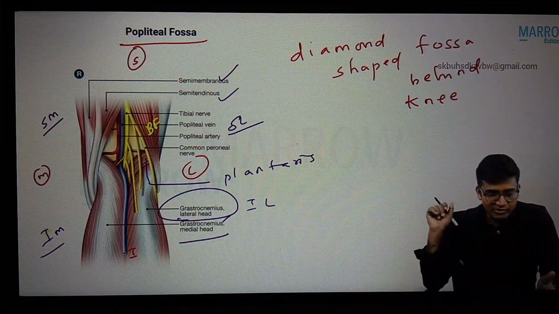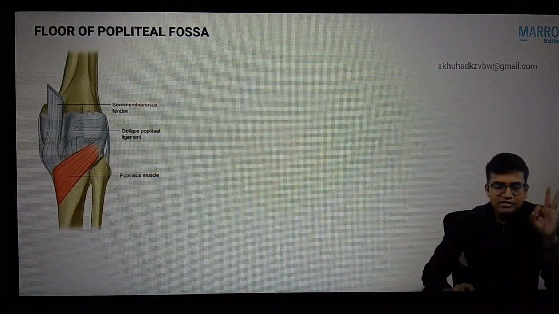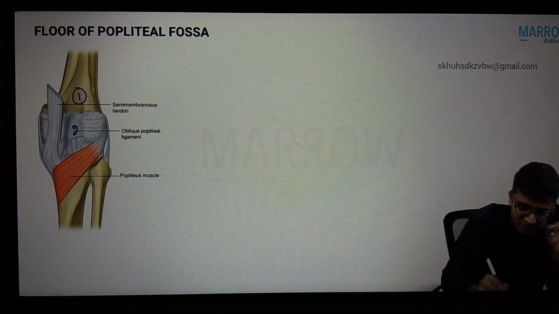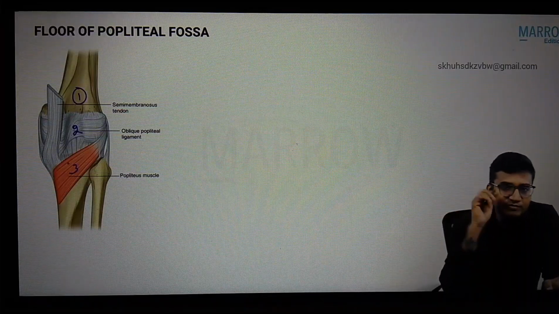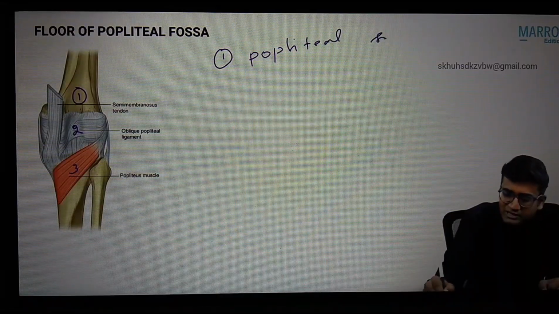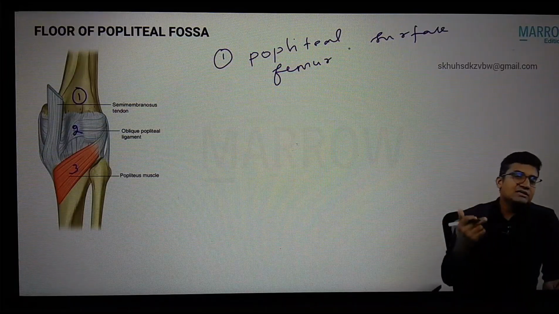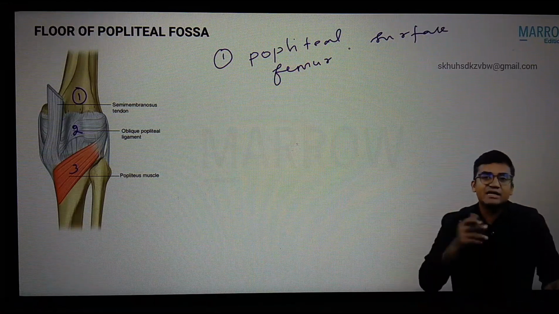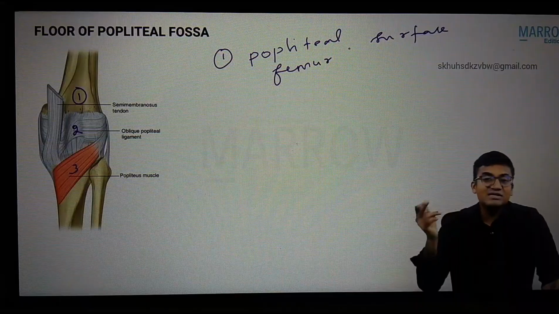Okay, yes, boundaries over. Now, next thing, you have to remember the floor. What are structures forming the floor? Now, floor is formed by three structures. Number 1, number 2, and number 3. Number 1 is the popliteal surface of the femur. You may think that the popliteus muscle takes origin from here. No. The popliteal surface of femur is a bare area. Nothing is attached there. No muscle takes origin from that area.